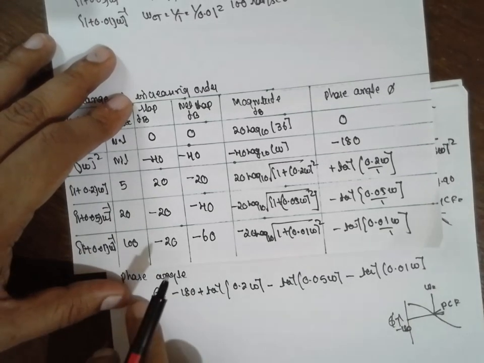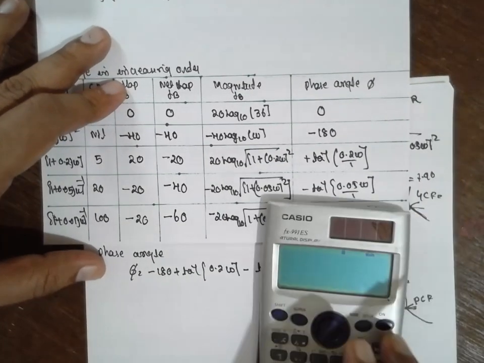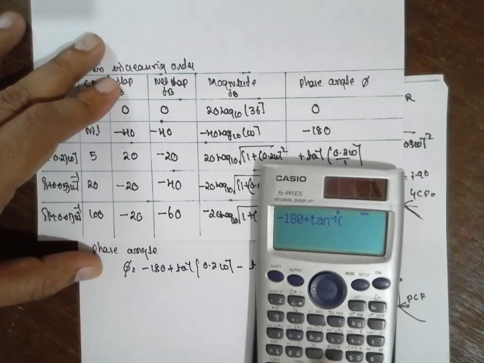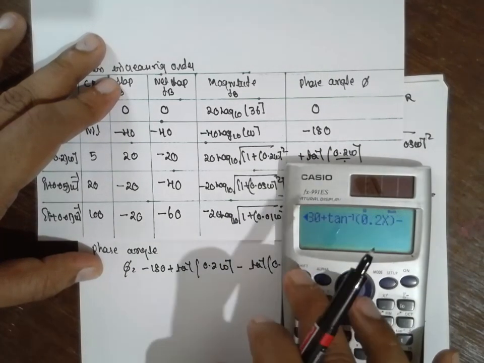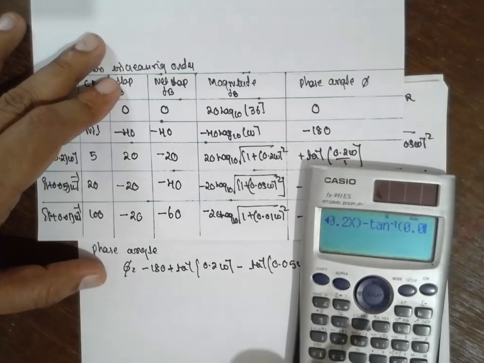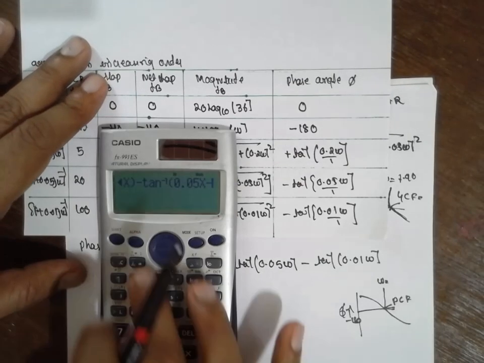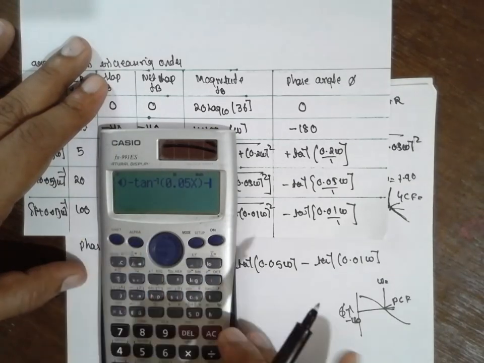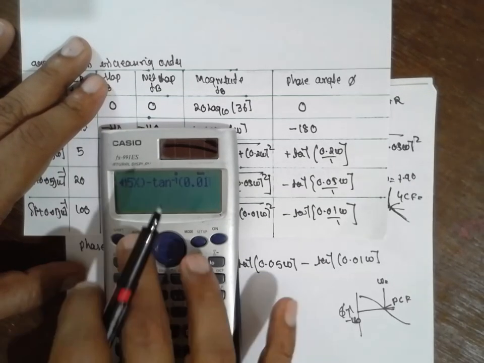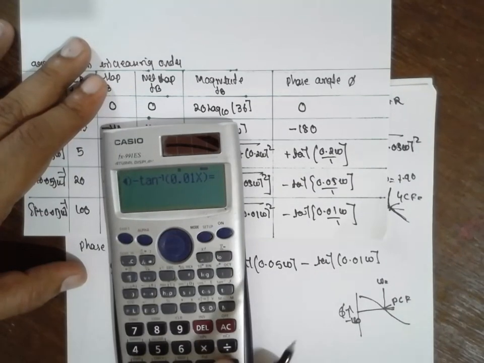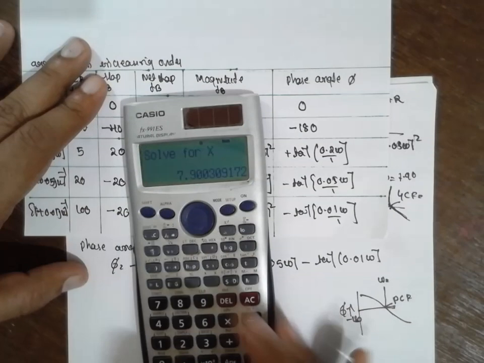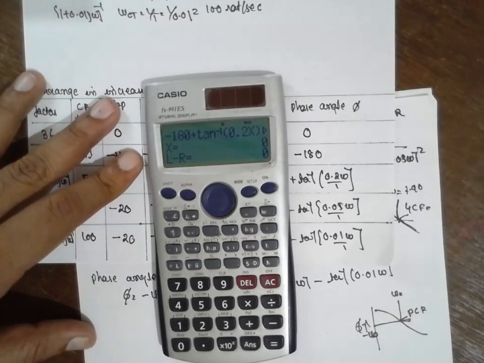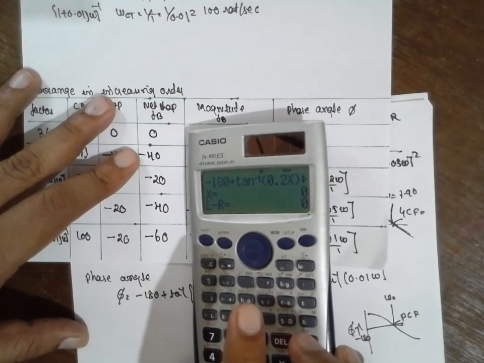Now in place of phi, I will substitute minus 180 with the help of the calculator. Minus 180, minus 180 plus tan inverse 0.2 alpha x minus tan inverse 0.05 alpha x minus tan inverse 0.01 alpha x, alpha solve, minus 180 I will take it. Shift solve is equal to. You will obtain the value of omega here.